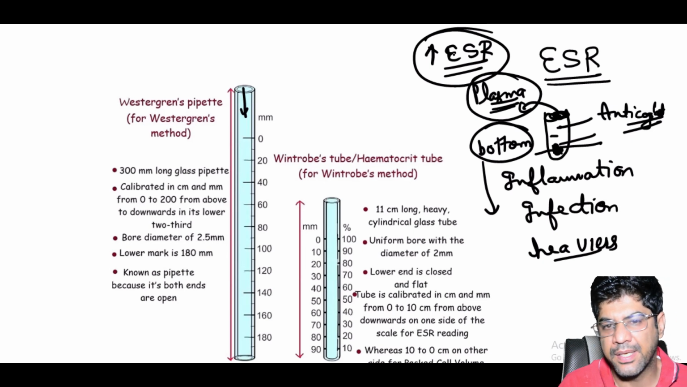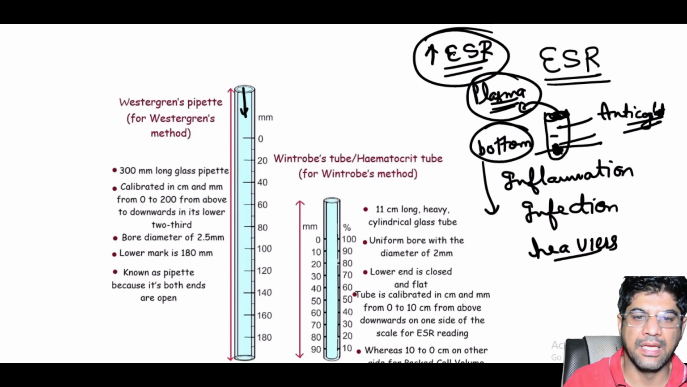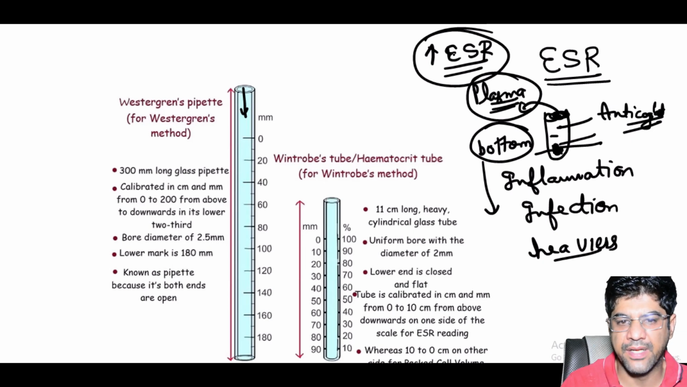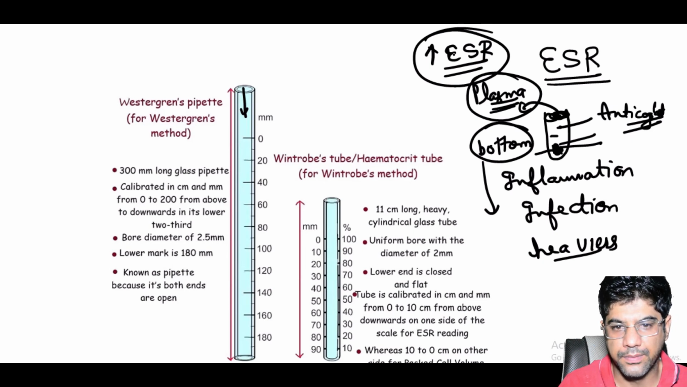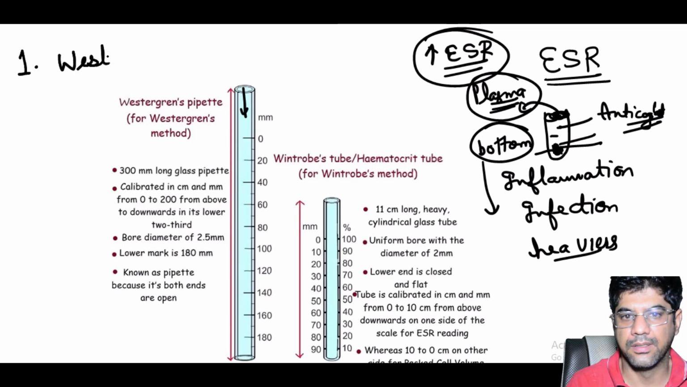So why is ESR important? It is a simple test that gives the doctor a clue about diseases like infection and inflammation. It does not pinpoint exactly where the problem is, but it helps to confirm if something might be wrong. Now, in order to calculate the ESR, we use two methods. The first is the Westergren method.